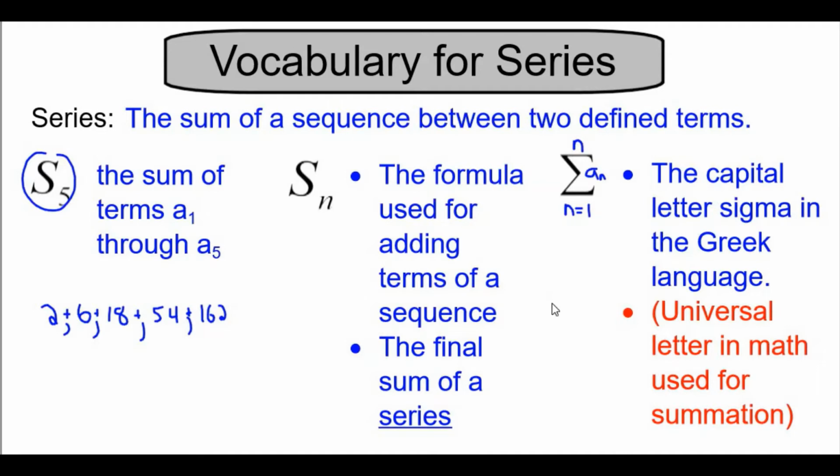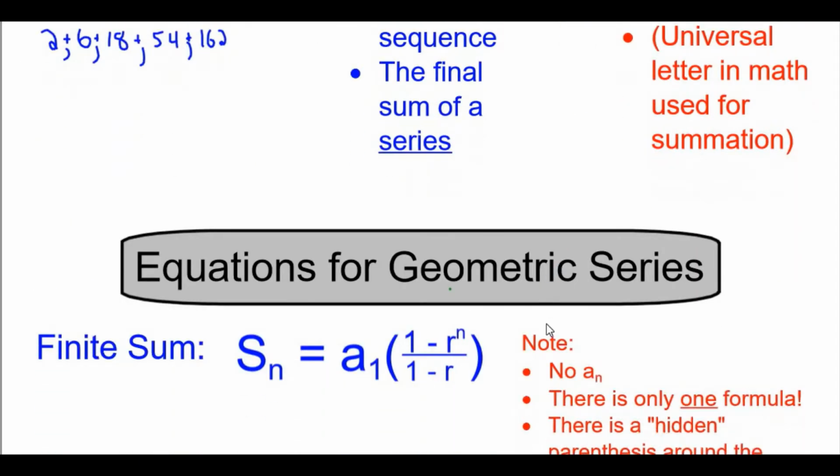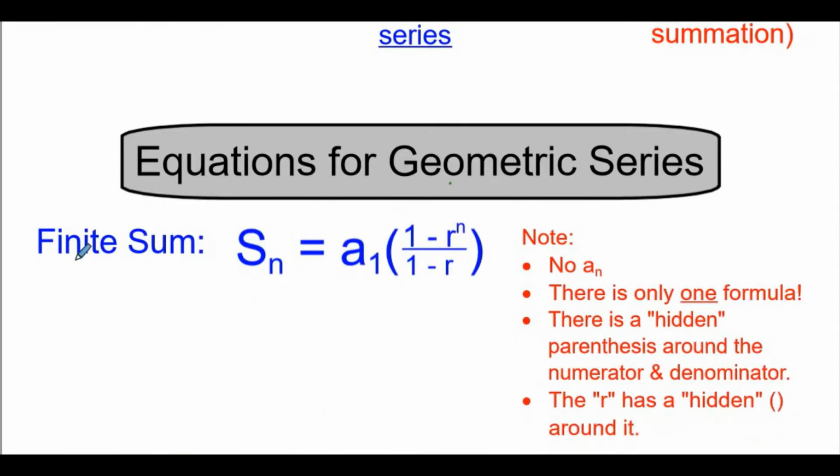Same thing with geometric. The first geometric equation is for something called a finite sum. Finite means it ends. It has an ending value, which is interesting. So this one will say we're going to add a distinct amount, like S of 10 or S of 20 or even S of 1,000. Well, in geometric, because of convergent and non-convergent sequences, there's actually a second formula that we'll talk about that's for infinite sums.